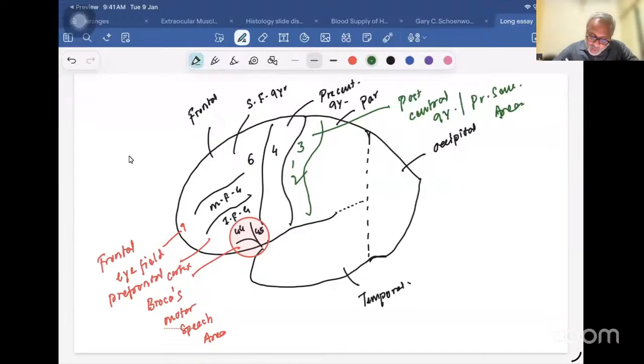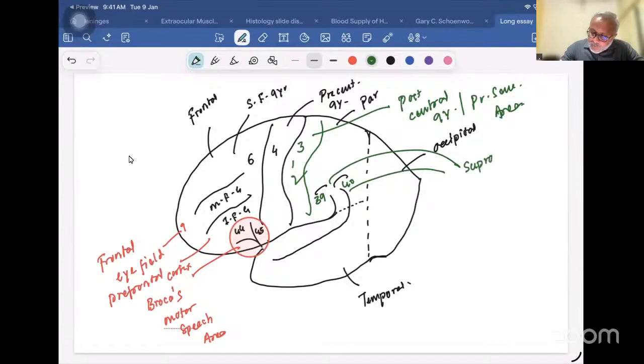If we draw the posterior ramus of the lateral sulcus upwards, and if we draw the superior temporal gyrus upward, enclosing this, we have 2 gyri. Let's label this first. This is area number 39 and 40, also referred to as the supramarginal gyrus and angular gyrus. These are also given the area number 39 and 40.